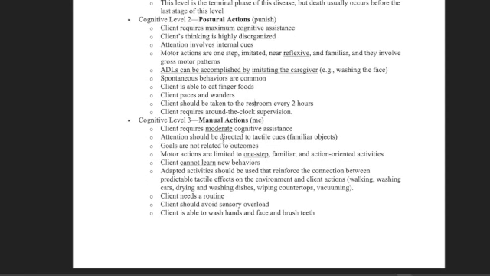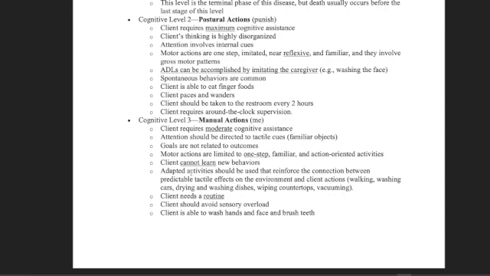Their attention should be directed to tactile cues, so familiar things to them. The goals are not related to outcomes at this point. Their motor actions are limited, again, still one step, familiar, and now action-oriented activities. They cannot learn new behaviors at this point, so no new learning is going to happen at level 3.